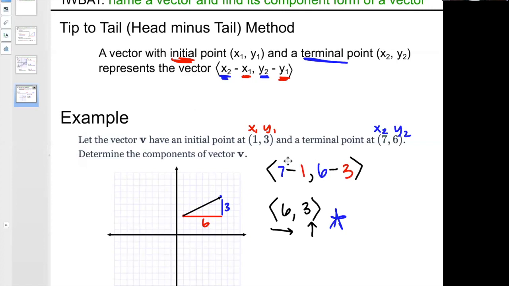So tip to tail is just, you got to start with the arrow or the terminal point, subtract the initial. Make sure you do not get those backwards, or these will be opposite of what you wanted, and the vector won't be representing the right direction.